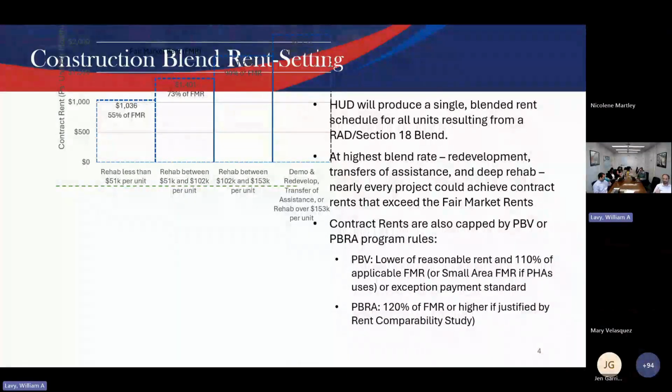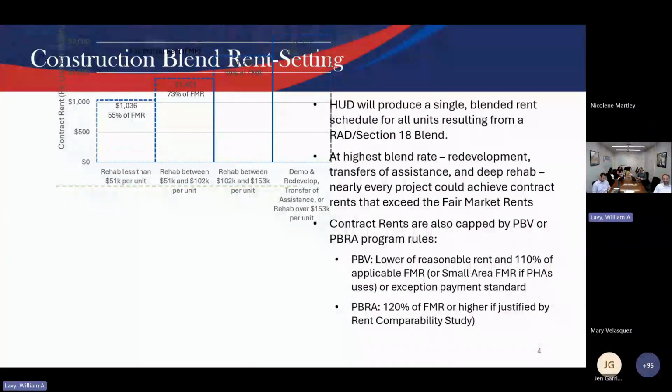And then if it proposes to demolish and redevelop the property, transfer the assistance to a new location, or do rehab over $153,000 per unit, it would have rents of $2,131 per unit per month, which equates to 108% of the FMR. So overall, you might have noticed the revenue for this property just about doubles.